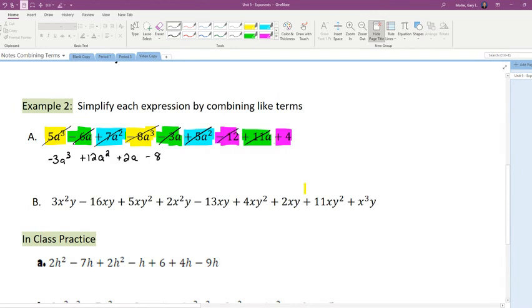And then we have checked everything off. We haven't missed anything. All right, so let's do the next one. Pause the video, write the problem down, try it yourself, and then check back in.